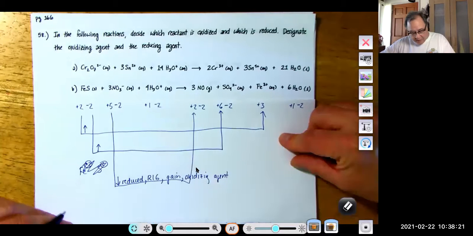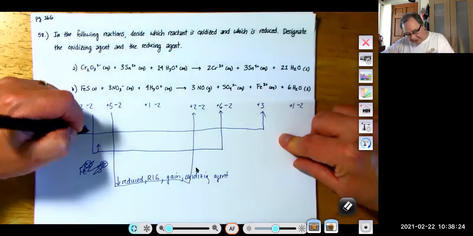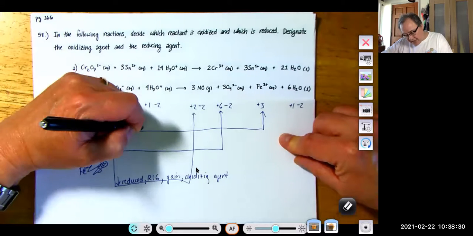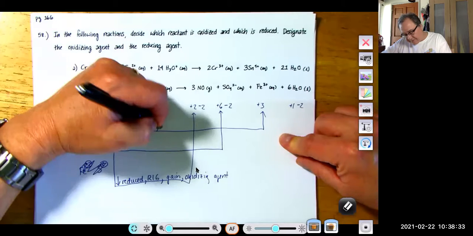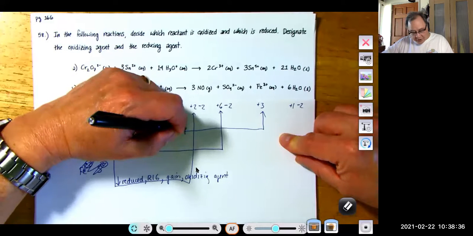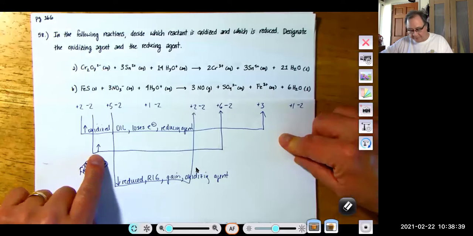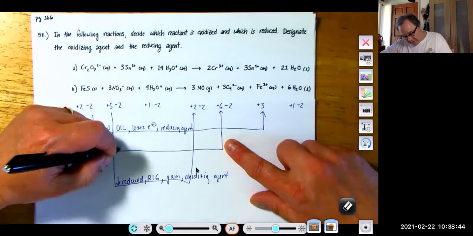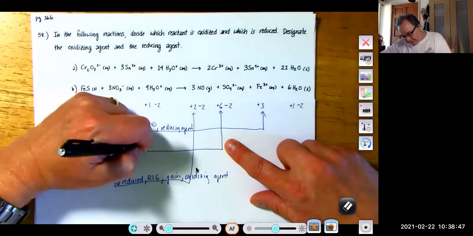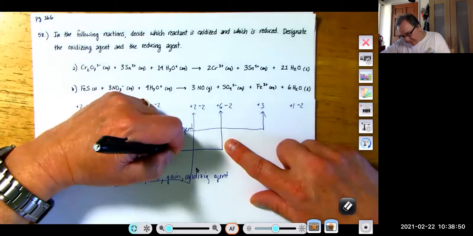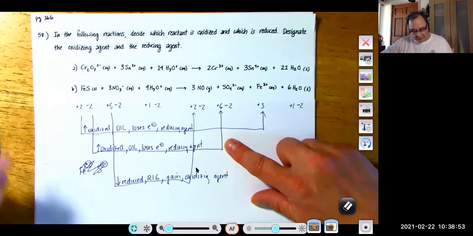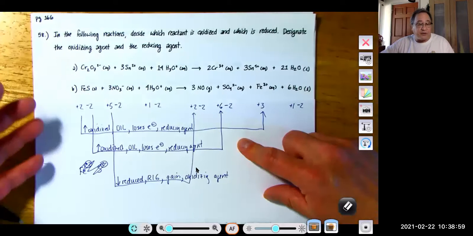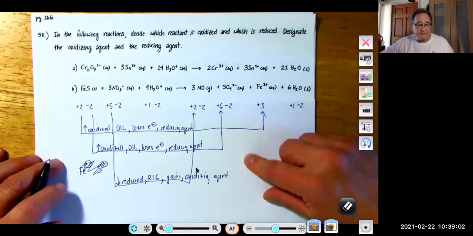Okay, now what happened to the iron? Up means it's oxidized. Iron loses electrons and it's the reducing agent. But also that happens for sulfur. Sulfur is also oxidized, loses electrons, and it's the reducing agent. So overall, this FeS is the reducing agent because of both elements in there, not because of one.